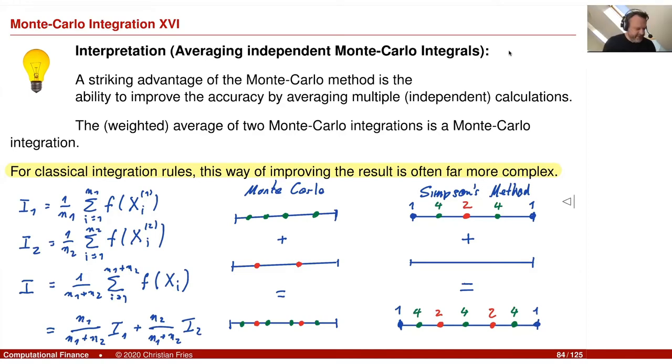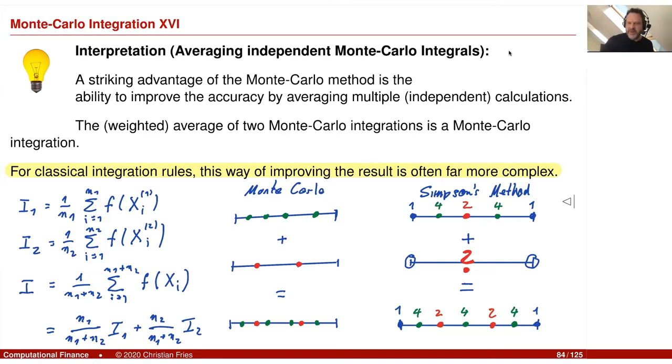But even if you have, for example, two discretizations where the coarser one is a subset of the finer one, the additional discretization points do not form a Simpson's rule, because you immediately see that you do not like to evaluate these points. So it's not so clear how to combine two Simpson's rules to get an improved Simpson's rule. Okay, so you see that this is a striking advantage of Monte Carlo simulation. You can improve two smaller ones to get one bigger, better one.